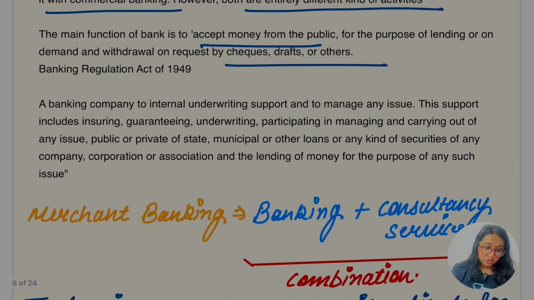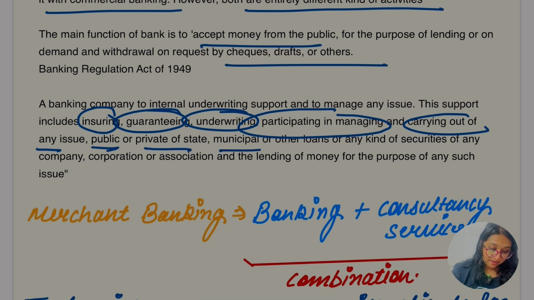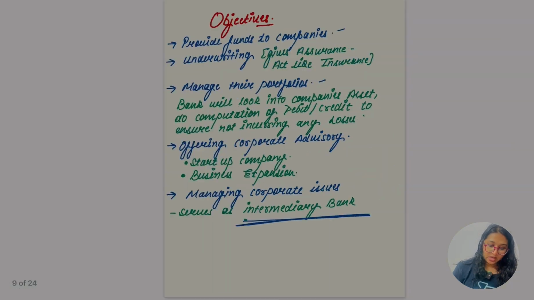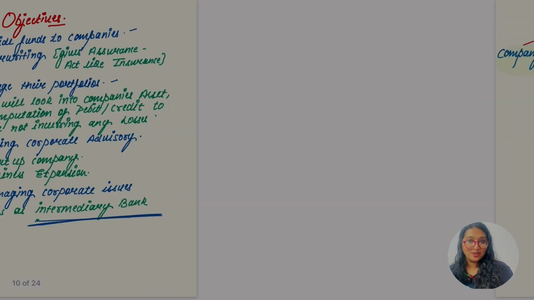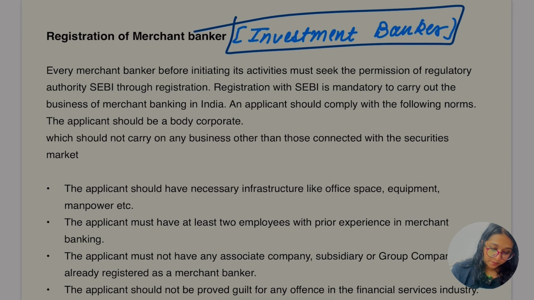A banking company provides initial internal underwriting support and manages any issue. These supports include insuring, guaranteeing, underwriting, participating in managing and carrying out of issues, public or private, of state, municipal or any other loans or any kind of securities of any company, corporation, association, and lending of money for the purpose of any such issue. So hopefully you now know the meaning of merchant banking roughly, and what the merchant banker is. They are also known as investment bankers. For this they have to get registered under SEBI.